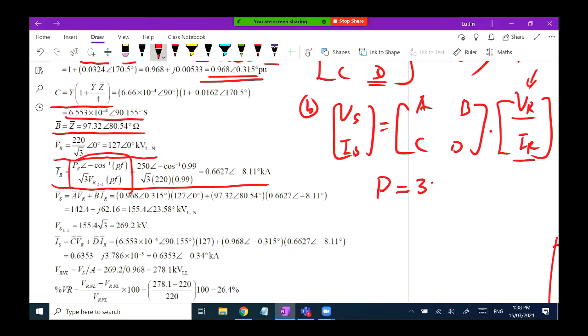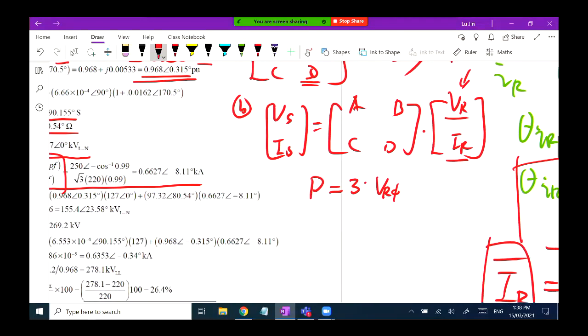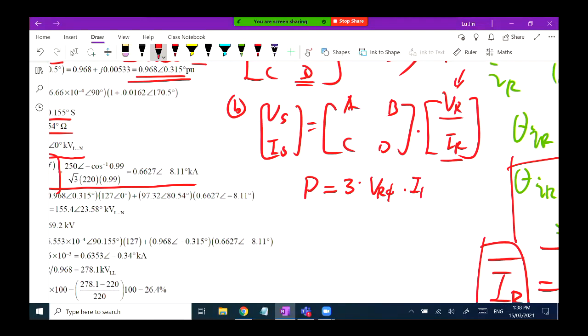3 multiplied by the receiving side phase voltage multiplied by the current of the receiving side. It doesn't matter phase or line current, and multiplied by what? Real power is the projection of the complex power along the real axis. It's always multiplied by cosine theta, like this.